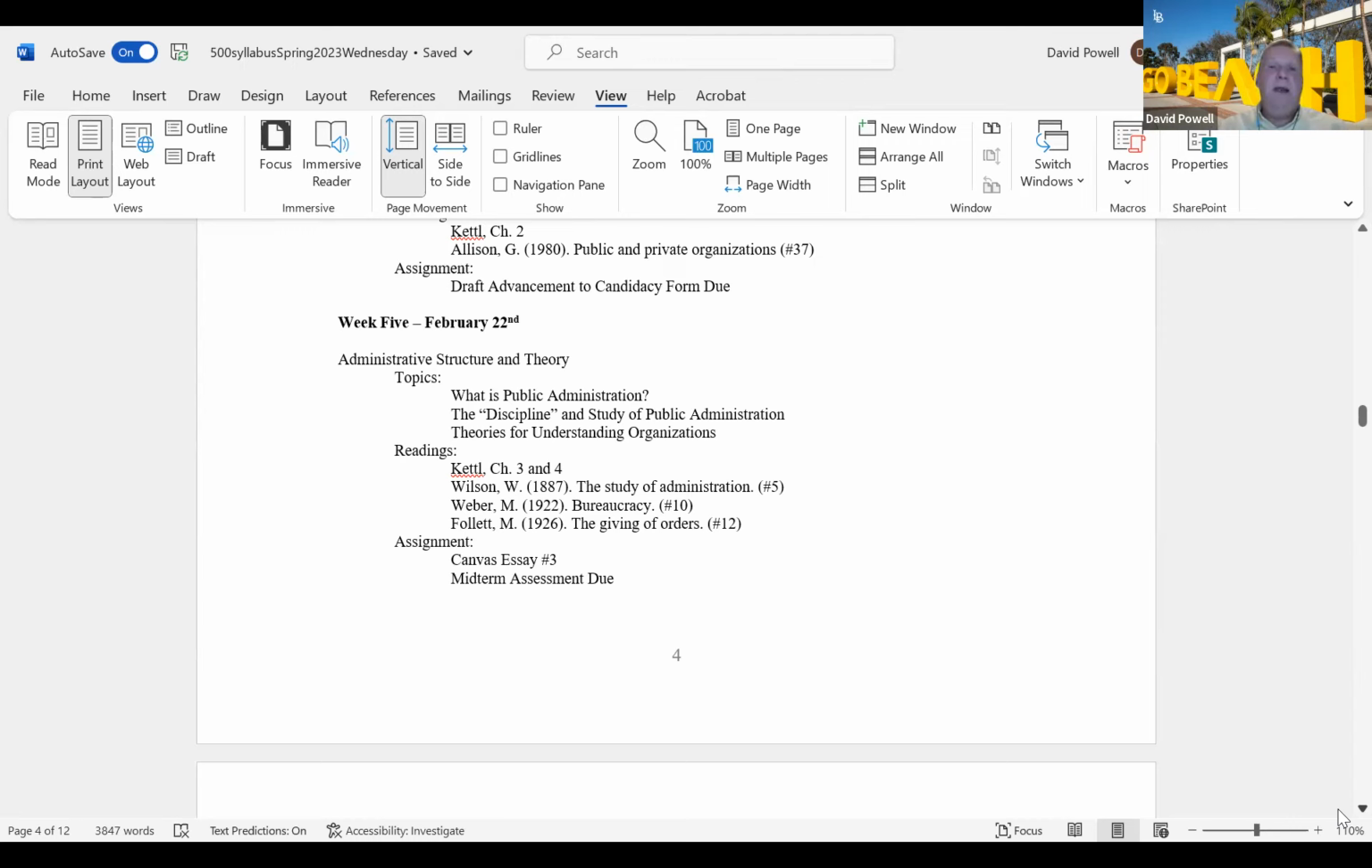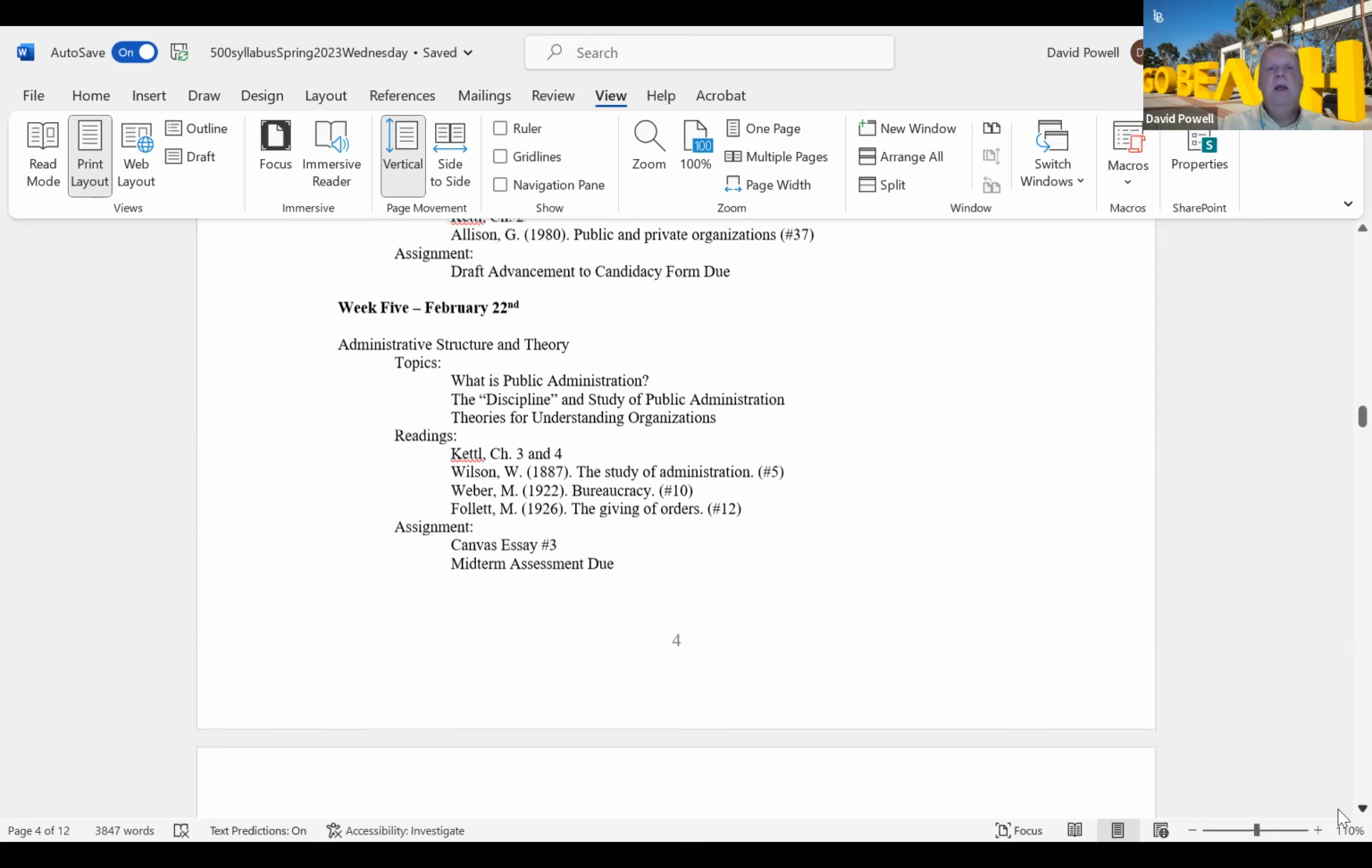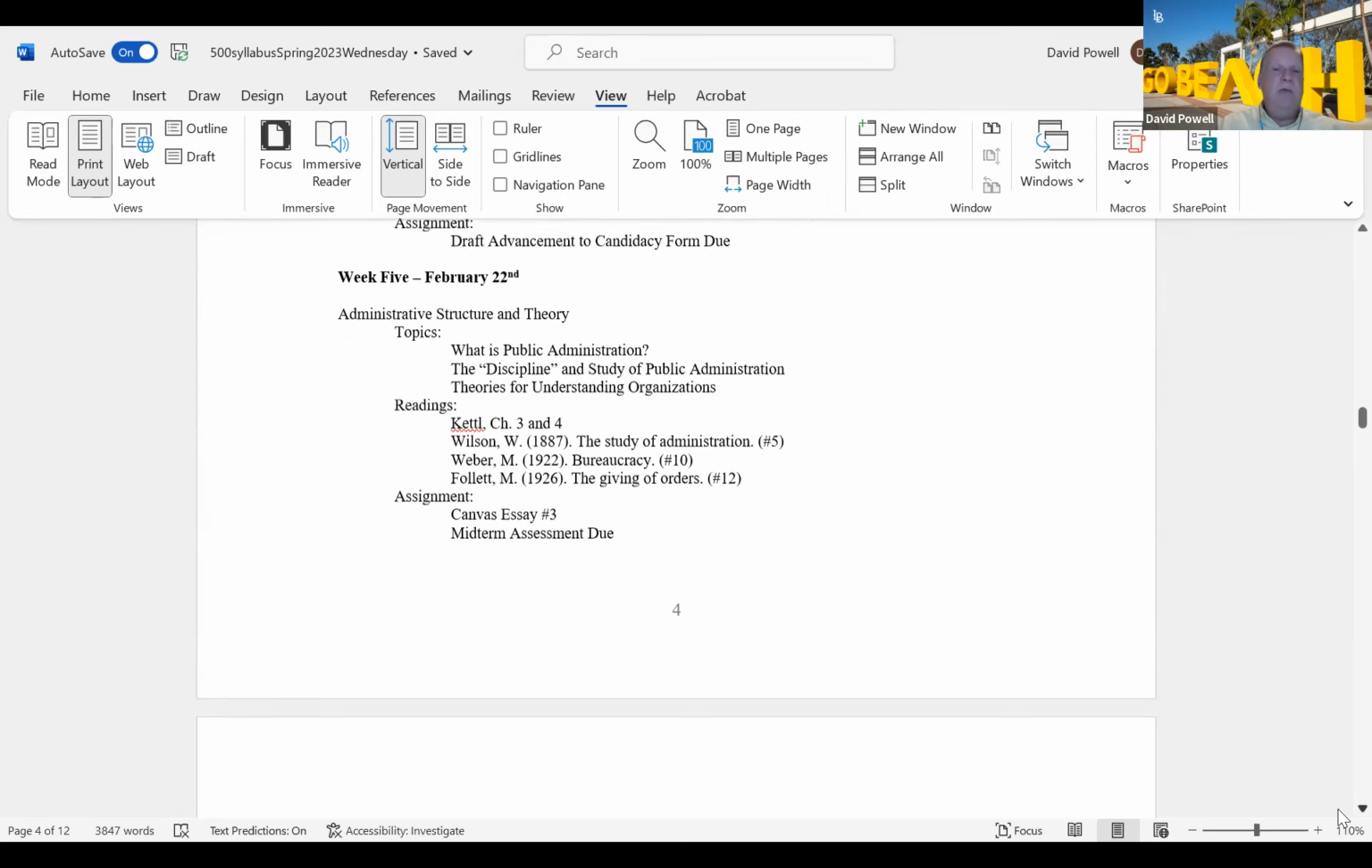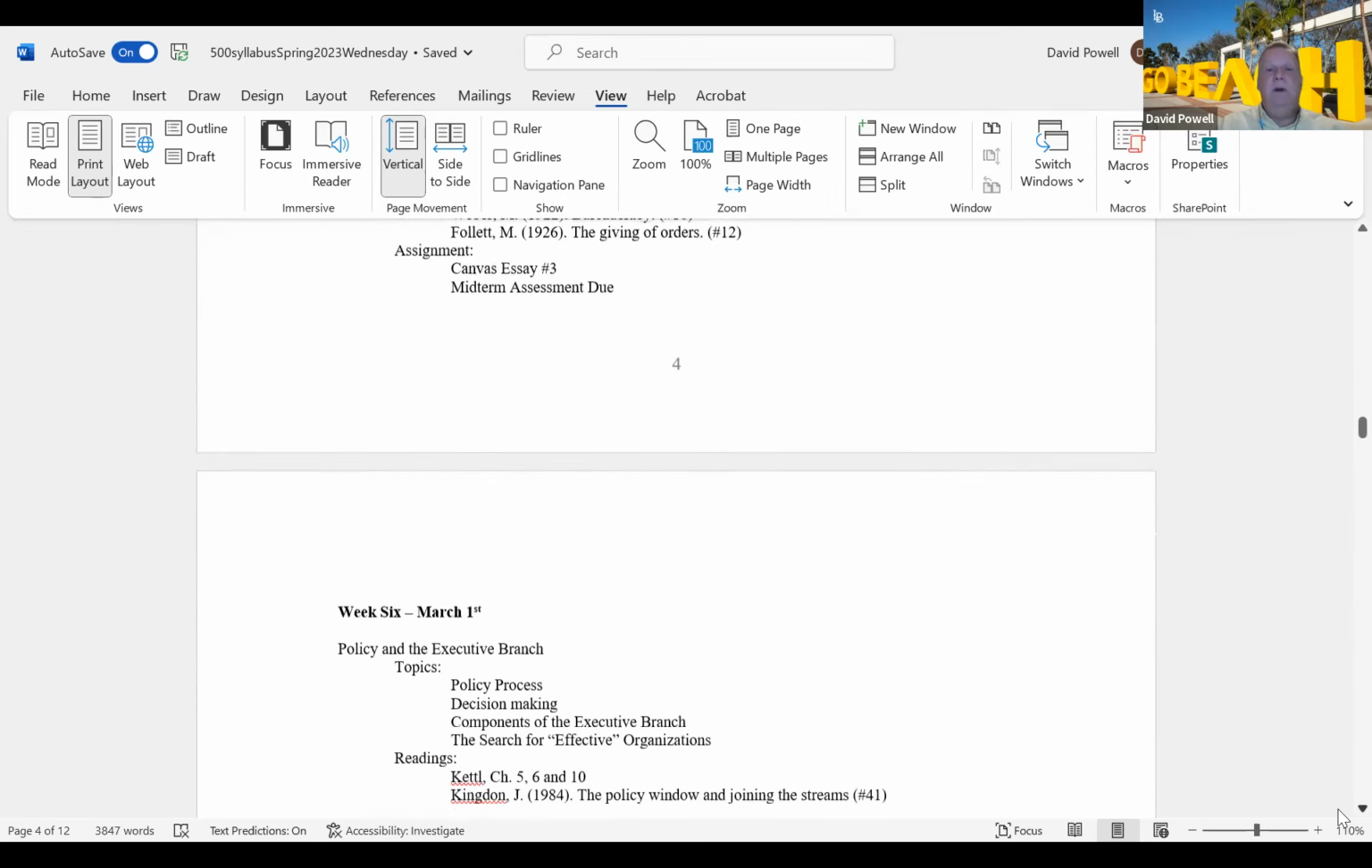And then if it is a discipline, one of the major core elements of an academic discipline is that they have unique ways of studying phenomena. And so we'll talk about some of the unique theories that we have developed to study public administration and public sector organizations. That week, you have Canvas essay number 3 due, and then the midterm assessment is also due that week as well.